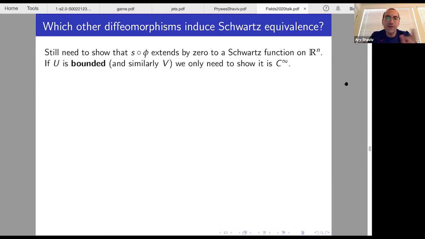So first, let's assume that U and V are bounded. So if everything is bounded, then being Schwartz is like being a C infinity function, right? So now we need to show that if we take S composed with phi and extend it by 0, we get something that is C infinity smooth. So what we will do is show that all the partial derivatives of S composed with phi extend by 0 to a continuous function. This is enough, right?